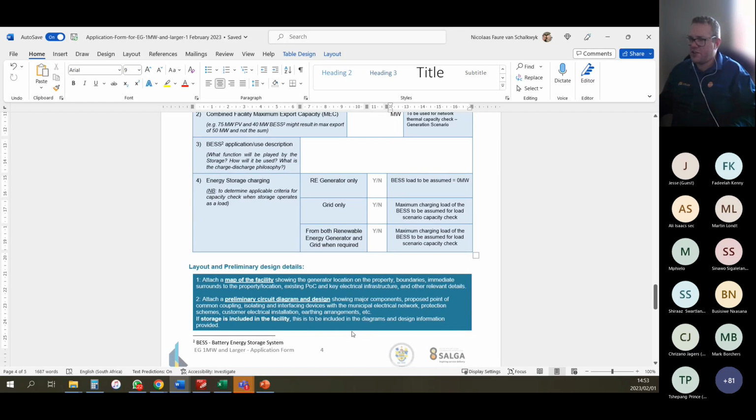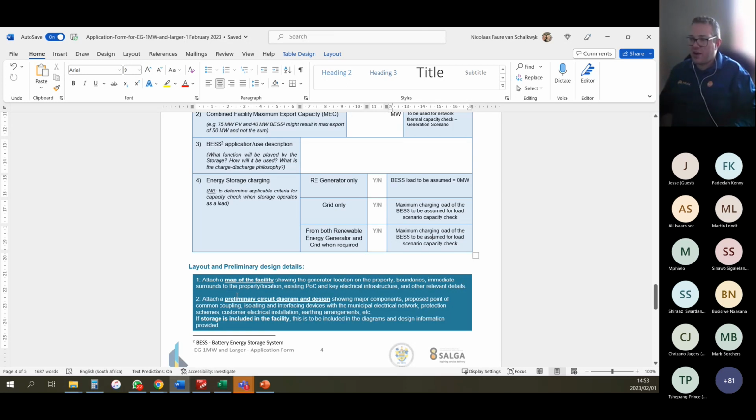Now, Leon, you made a point regarding the circuit diagram or line diagram. So here, I don't know if you've missed this or maybe had something different in mind, but you'll see there's two aspects. The one is the layout. So it's a map of the facility showing where physically the generator will be located on the property. Where are the boundaries? Where are the immediate surrounding properties or locations? The existing point of connection, and then the key electrical infrastructure and any other relevant details. So just a physical view, almost like a Google Earth view showing where's what.